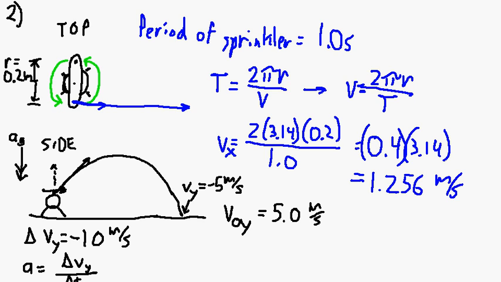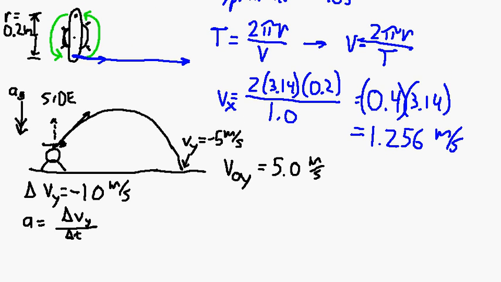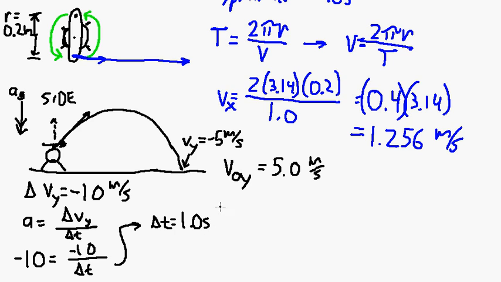Let me see if I can scroll down a tiny bit there. There we go. Okay, delta vy over delta t. And that acceleration here is negative g. So I'm going to use negative, and again I'm using 10 for g to make the computation easier, because then you get negative 10 meters per second squared, or sorry, meters per second over delta t. And so then you get delta t equals 1.0 seconds. Okay, because this negative 10 is negative, obviously.